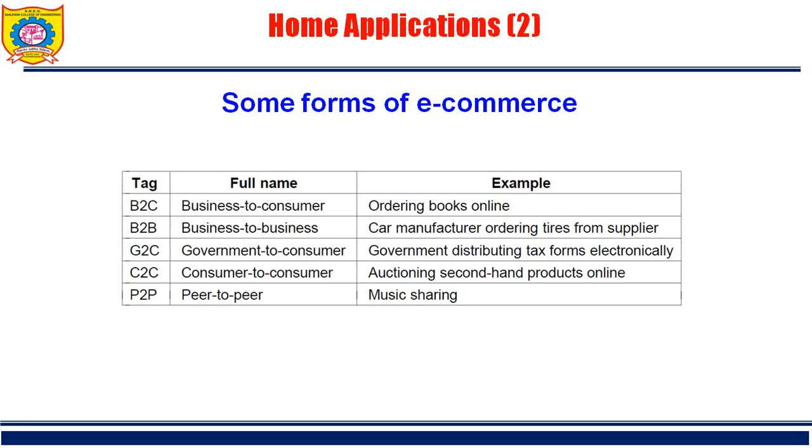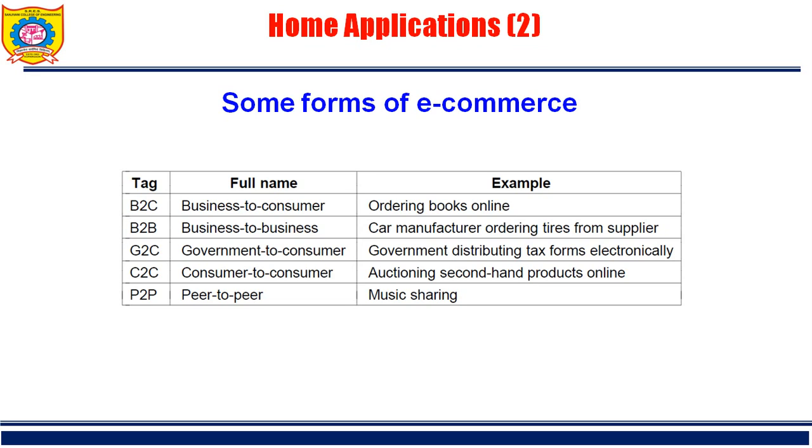So some forms of e-commerce are, we can see the tag is given B2C, that is business to consumer, that is ordering books online. So everybody knows, that is the same thing, ordering any item online. So that is business to consumer. Then B2B, that is business to business. So any business person can purchase a required value for his business from another business. An example is a car manufacturer ordering tires from a supplier.